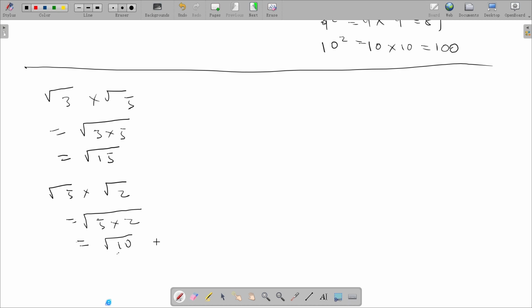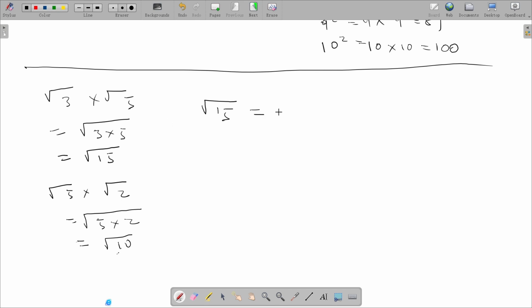We can also reverse this. How do we do that? We can reverse this. For example, if we are given square root of 15, this is just a reverse of this process.